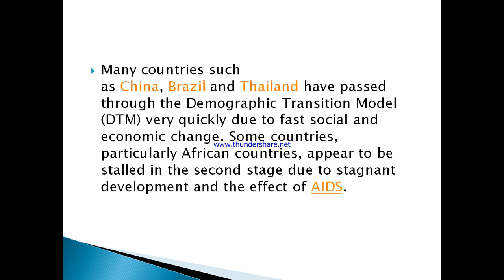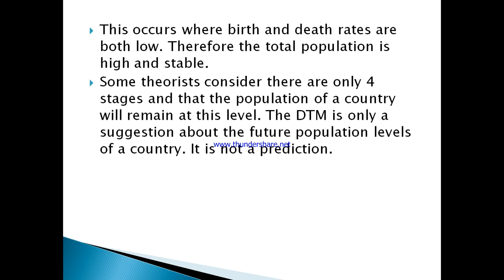Many countries such as China, Brazil and Thailand have passed through the demographic transition model very quickly due to first social and economic changes. Some countries, particularly African countries, appear to be stalled in the second stage due to stagnant development and the effect of AIDS. This occurs where birth and death rates are both low. Therefore, the total population is high and stable.